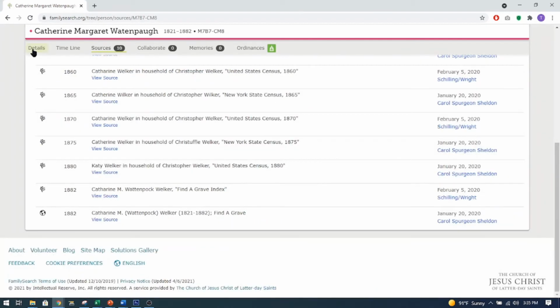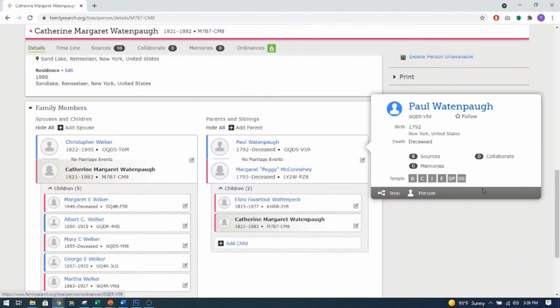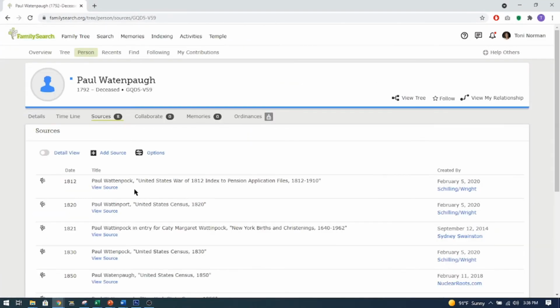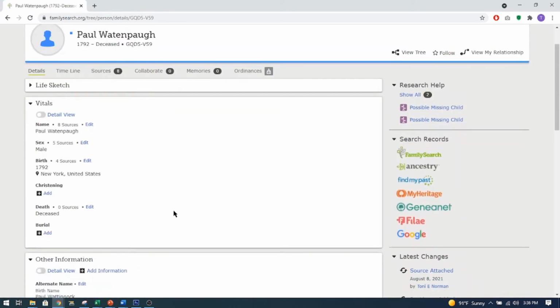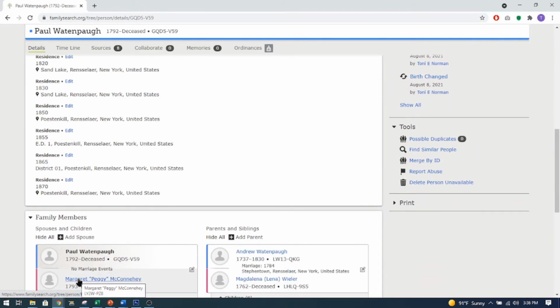So because of the census, we can at least get approximation dates. So Paul, it appears that he died after 1870, so between 1870 and 1875, because he does not appear in the 1875 census. So we have a 5-year gap right there, or time period, where he passed away. And then for Margaret, we have a 10-year period of time.